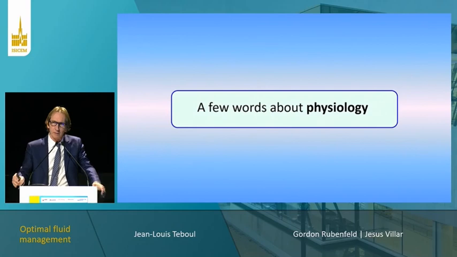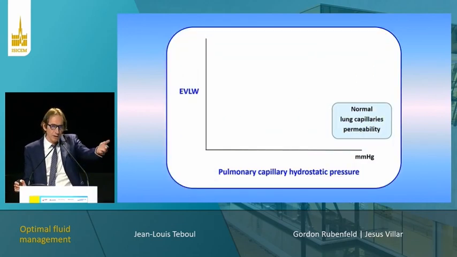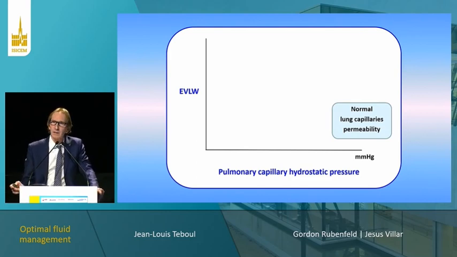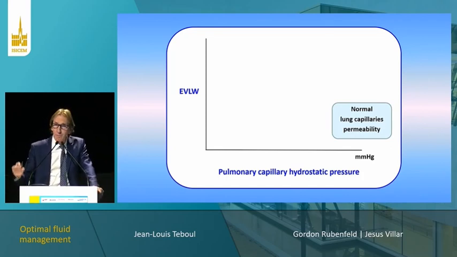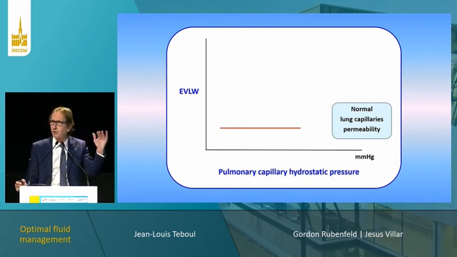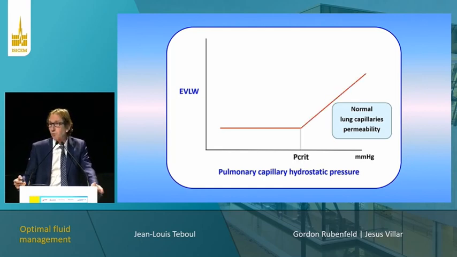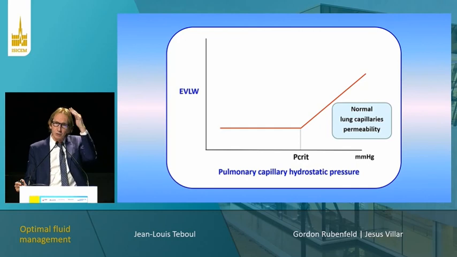So I would like to start with a few words about physiology. This is a relationship between lung edema, expressed here by extracellular lung water, and the pulmonary capillary hydrostatic pressure at the site of the filtration. If you have normal lung capillary permeability, you have this kind of relationship: no change in lung water if you increase capillary pressure until a critical pressure, above which you have an increase in lung edema, lung water.